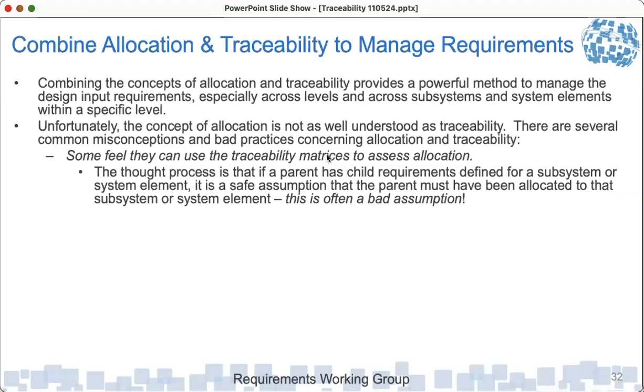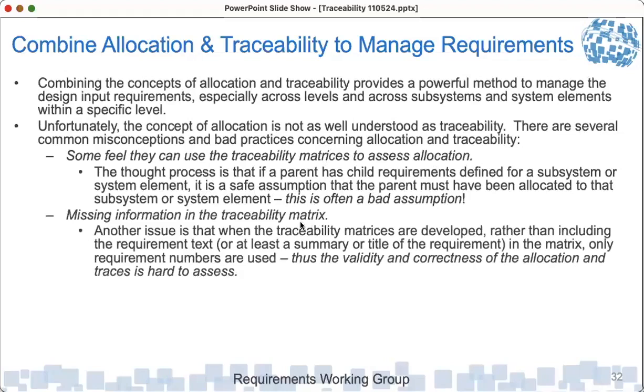Unfortunately, the concept of allocation is not as well understood as traceability is, and there are several common misconceptions and bad practices. Some feel they can use traceability matrices to assess allocation. The thought process is that if a parent has a child requirement defined for a subsystem or system element, it's safe to assume that the parent must have been allocated to that subsystem, and this is often a bad assumption. Missing information in the traceability matrix.